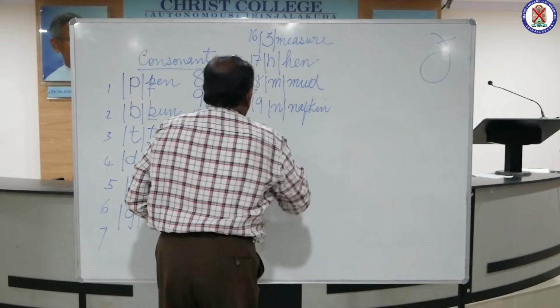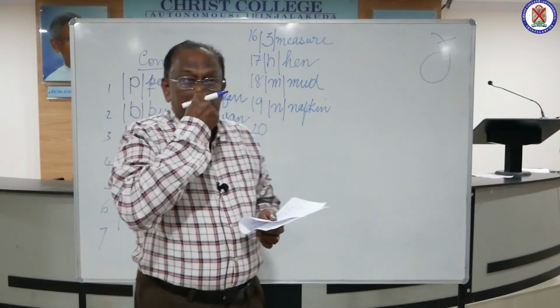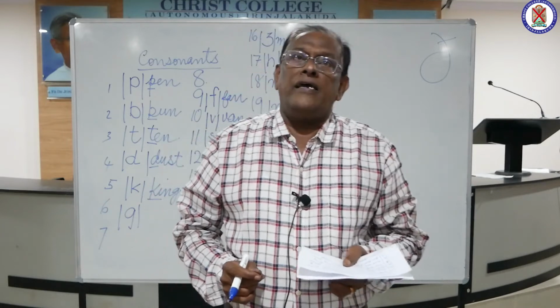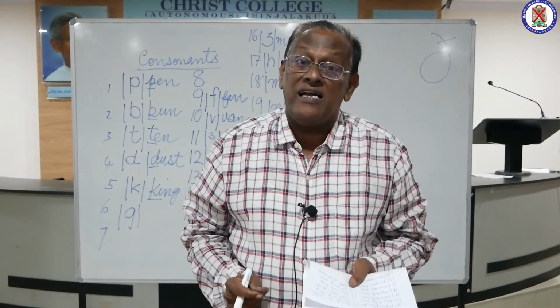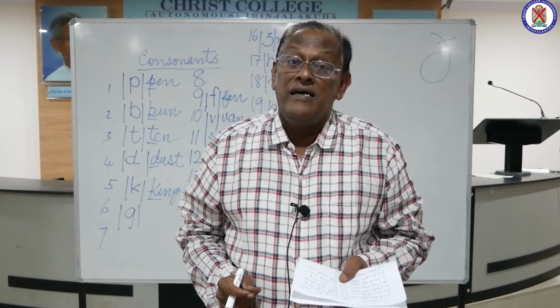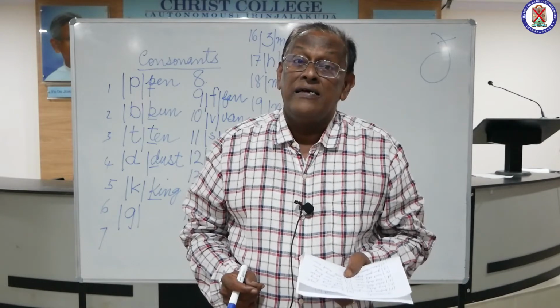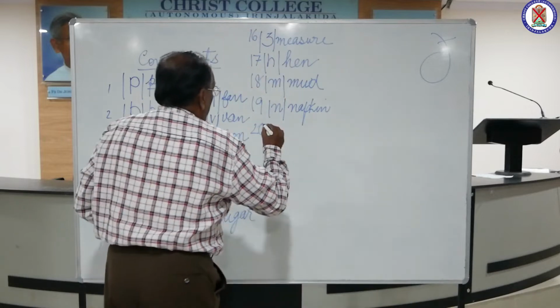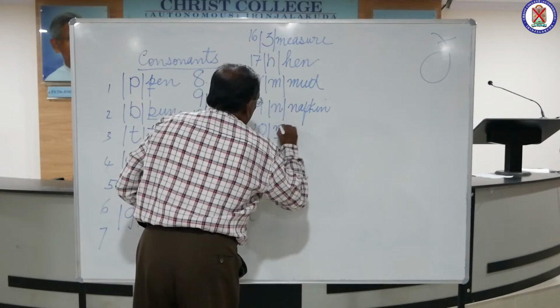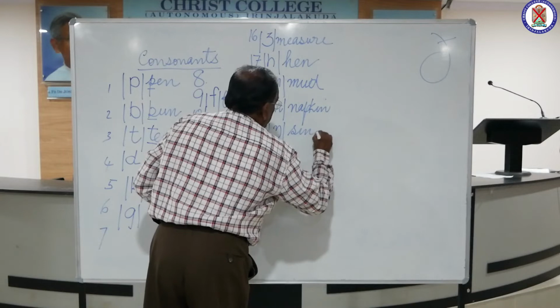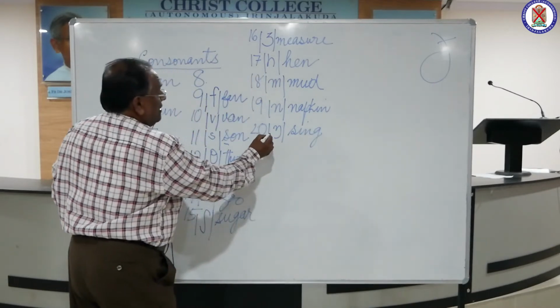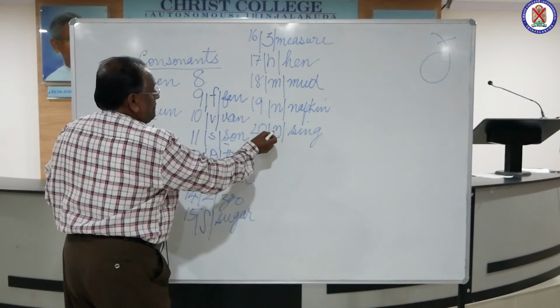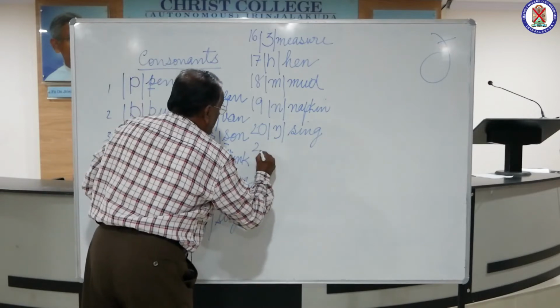Number 20 is the sound which you have at the end of words like sing, ng, king, ng sound, represented by a symbol like this. Please pay attention to the symbol, that is ng. This symbol represents ng sound.